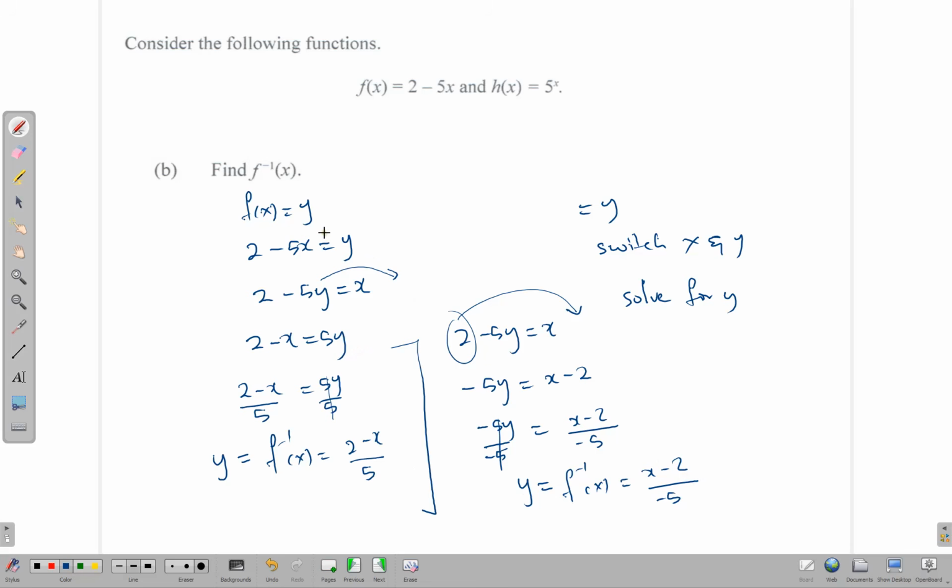So first, make the function equal to y, switch the x and y variables, and then you solve the equation for y. The answer that you get is the inverse function, and that is generally the pattern that we use to work out inverse functions.